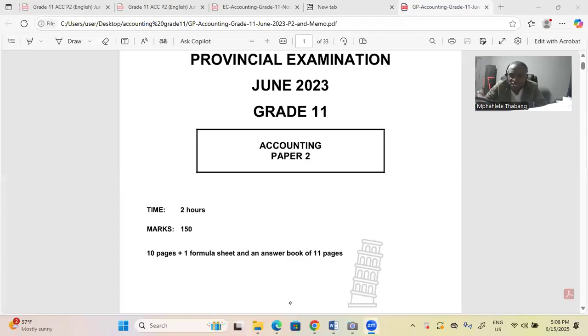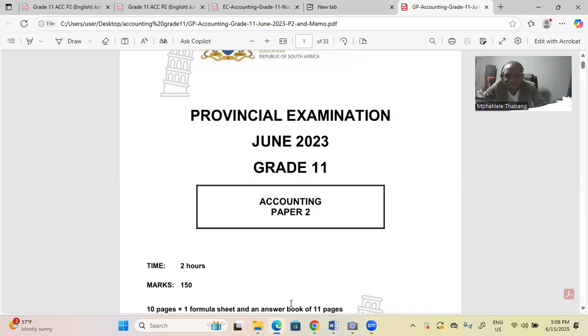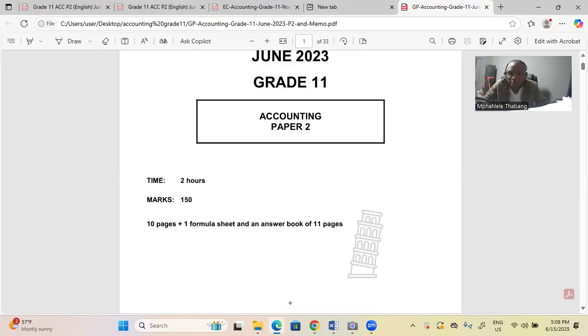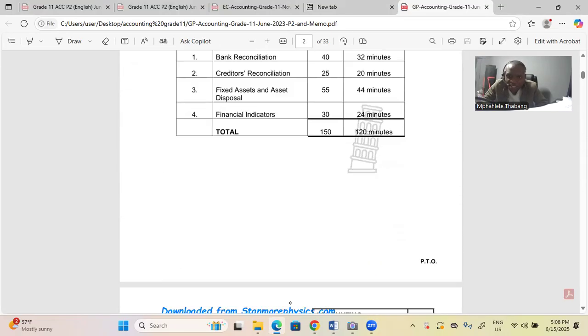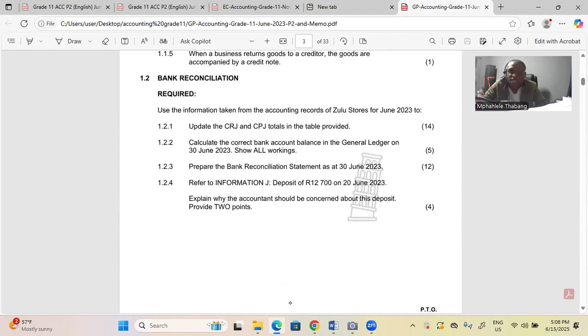I'll be looking at the question which was written in Gauteng. It is June 2024, paper 2, accounting question paper. I'm going to share my screen so that you can sit with me. This is the provincial exam. Actually, it is June 2023, grade 11 accounting paper 2. We will be looking at the bank reconciliation statement. That's the first.